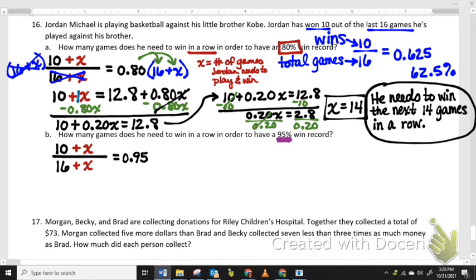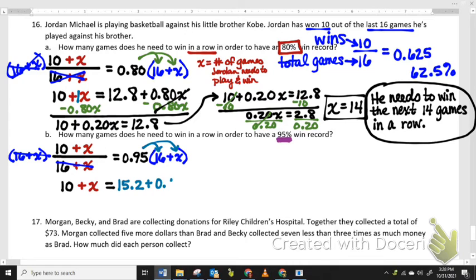And so then repeating the exact same process as up above, multiply 16 plus x to both sides. Make that denominator cancel out. I get 10 plus x equals, and then I'm going to distribute again. 0.95 times 16 is 15.2. So 15.2 plus 0.95x. I want to get my x's to the same side.